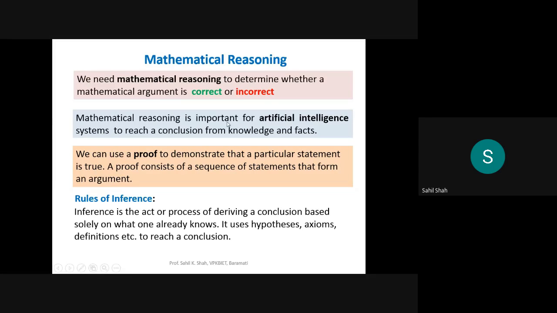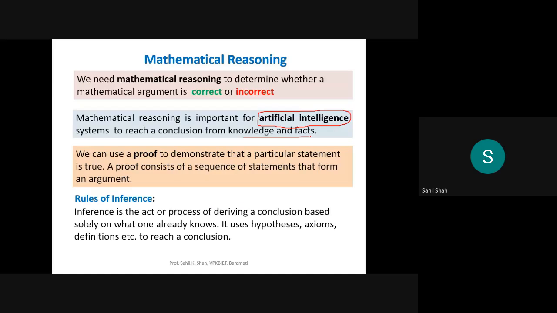This reasoning is important for artificial intelligence. You might have heard this. Our college is also having a new branch from this academic year, artificial intelligence and data science. So what is artificial intelligence? Artificial intelligence is a technique which makes a computer intelligent, wherein a computer can take decisions based on the facts. A computer can reach a conclusion from knowledge or the facts. It is resembling human mankind with the machines. That is the branch of artificial intelligence.